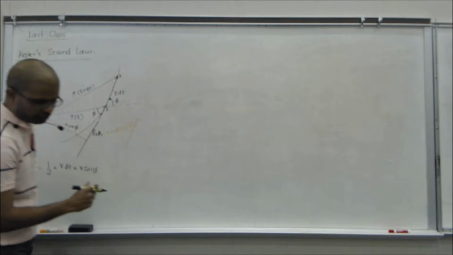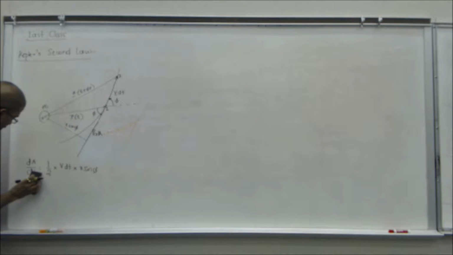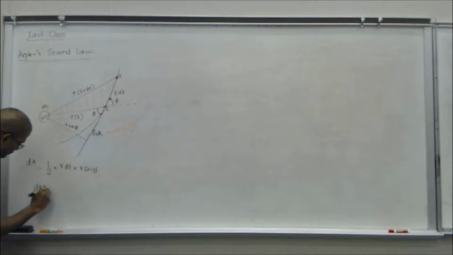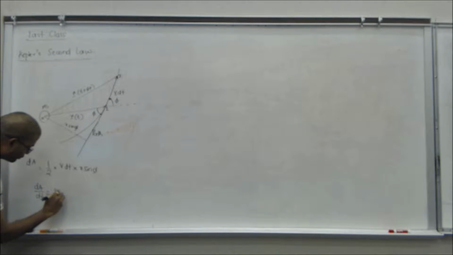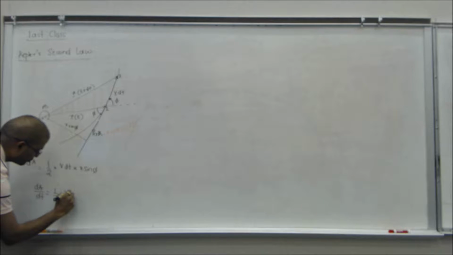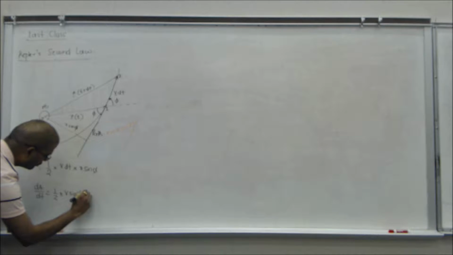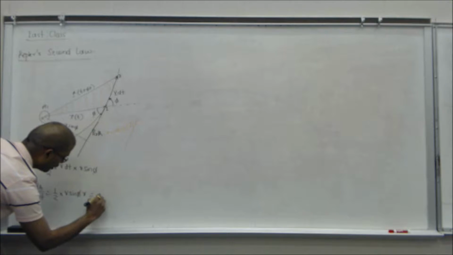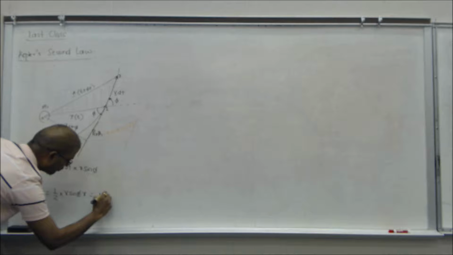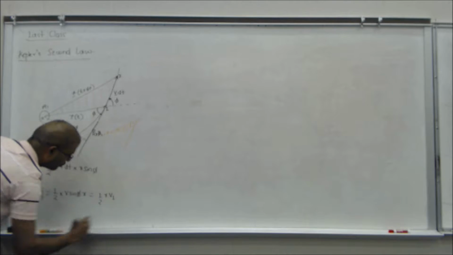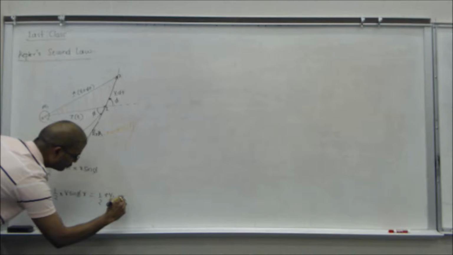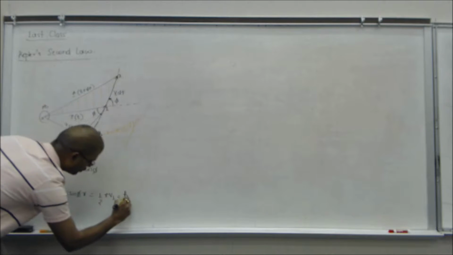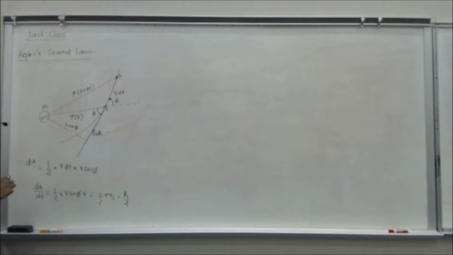So if you see this, what you're going to see is, now, this is dA over dt is equal to half into V sine phi into R. Okay. So this would be half, equal to h over 2. Got it?